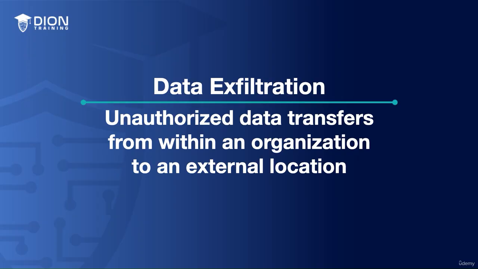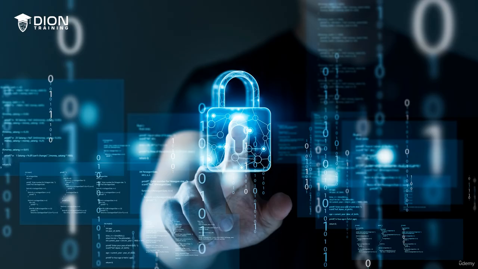Now, fourth, we have data exfiltration. Data exfiltration refers to unauthorized data transfers from within an organization to an external location. Data exfiltration commonly occurs when an operating system's vulnerability is exploited and the attacker attempts to steal your data without your awareness. Now, protecting against data exfiltration involves multiple layers of defense, including the use of encryption and endpoint protection tools. Encryption of your data at rest will help to ensure that even if the data is accessed by an attacker, that data will remain unreadable and unusable to them.